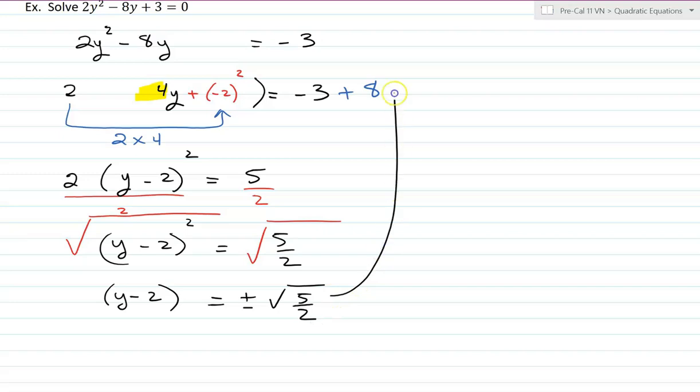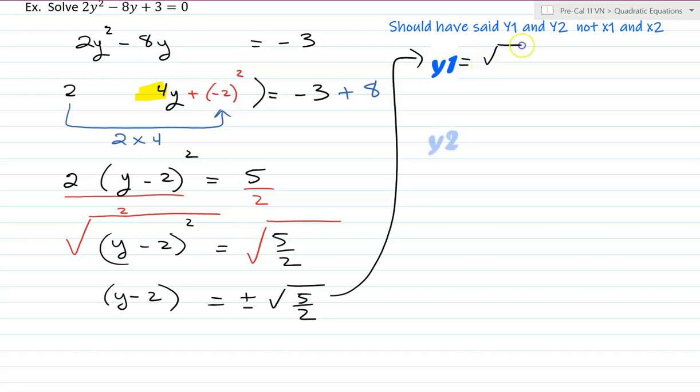Once we have that, now we are going to isolate y. So x1 is, let's take the positive square root of 5 divided by 2, the entire thing under the square root, so positive, and that would be plus 2. Okay, that's one answer. The next answer will be x2 equals negative root 5 over 2 plus 2. In both of these cases, you can take out your calculators and punch in the values and get the actual values, and that would be it.